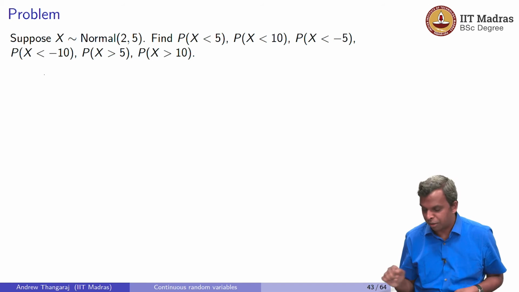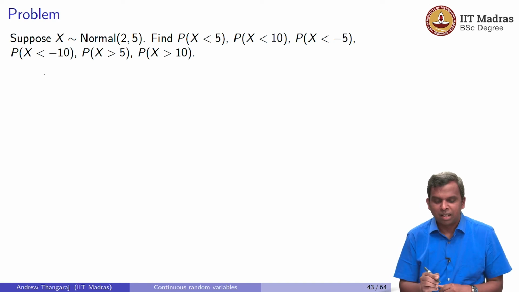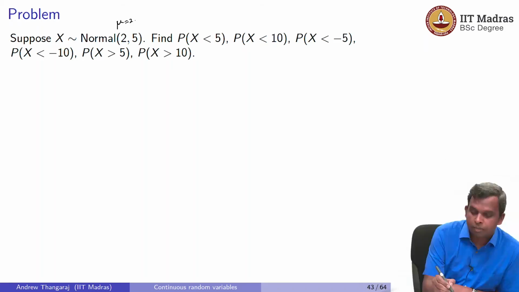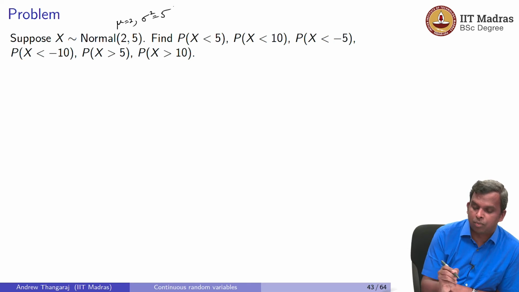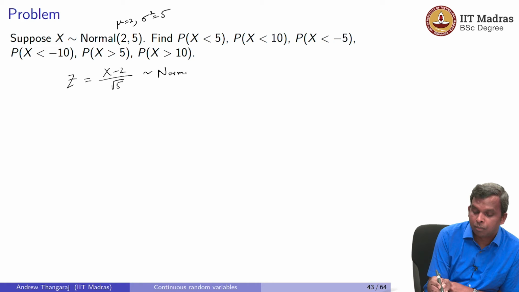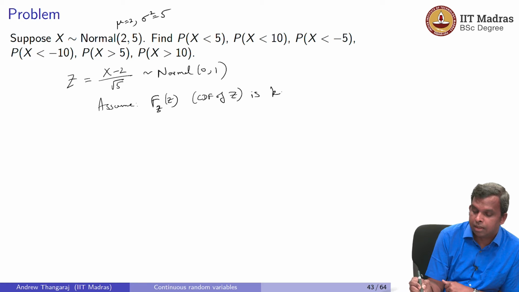So here's an example. Soon enough, I was mentioning, I'll see an example. We'll do this. So this is normal with mean mu equals 2 and sigma squared equals 5. So z is equal to (x minus 2) by square root of 5 is going to be normal 0, 1. We'll assume F_Z is known, which is the CDF of z, is known. That's the idea.